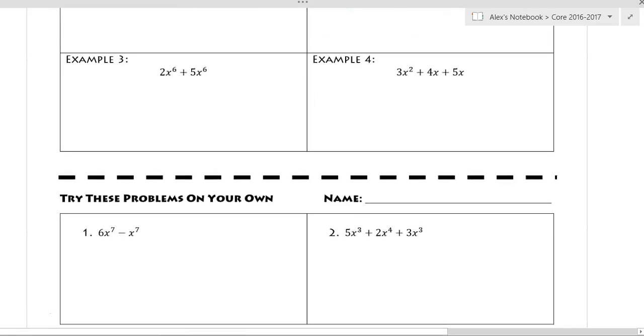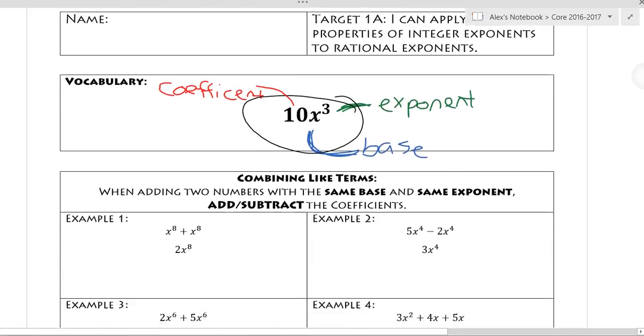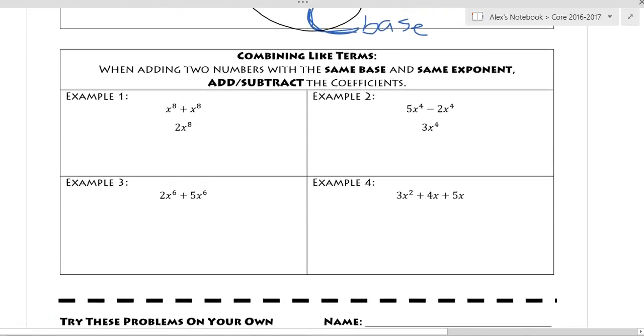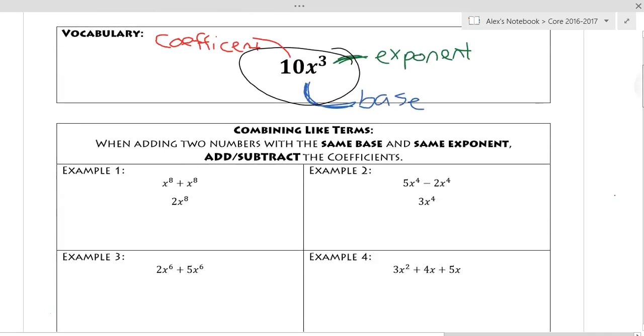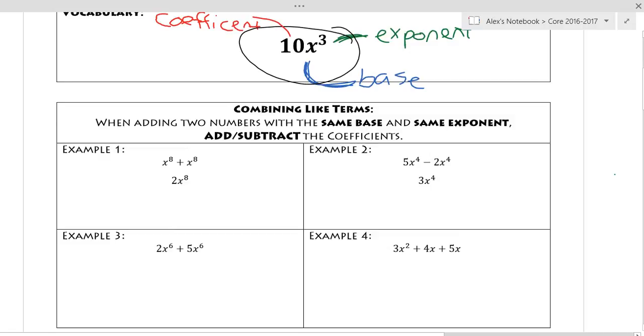The first thing we're going to look at with exponents is combining like terms. When you combine like terms, so when adding or subtracting, two numbers with the same base, that number that's being raised to the power, that base has to be the same, and the exponent has to be the same. So the only thing that doesn't have to be the same is the coefficient. So when I'm adding and they have the same base and same exponent, all I do is add and subtract the coefficients. Everything else stays the same.